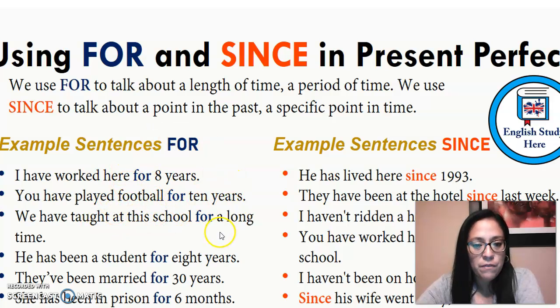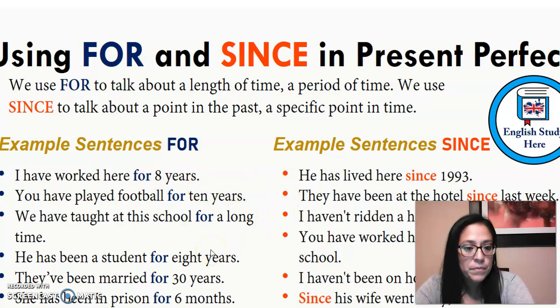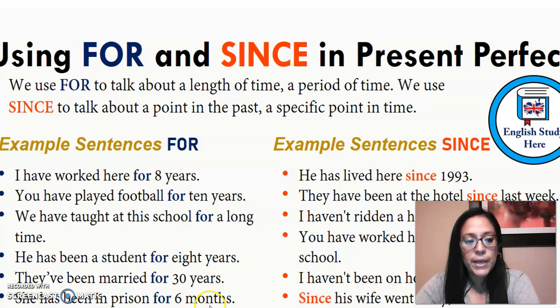And here you have different examples. Let's check one example with for. I have worked here for 8 years. It means that the action started in 2011 and is still in progress. So after for, we have to use expressions that express a period of time. We have 8 years, 10 years, a long time, 30 years, ages, 6 months.